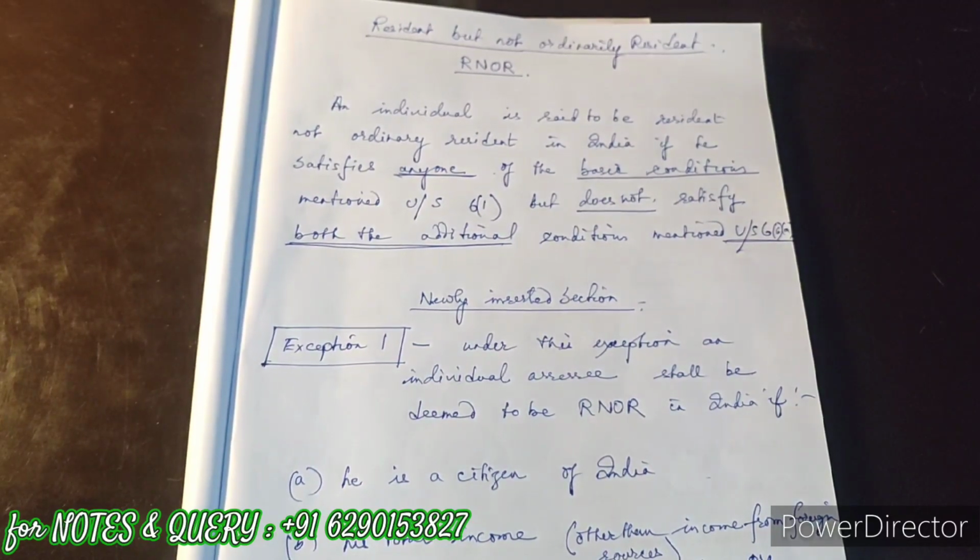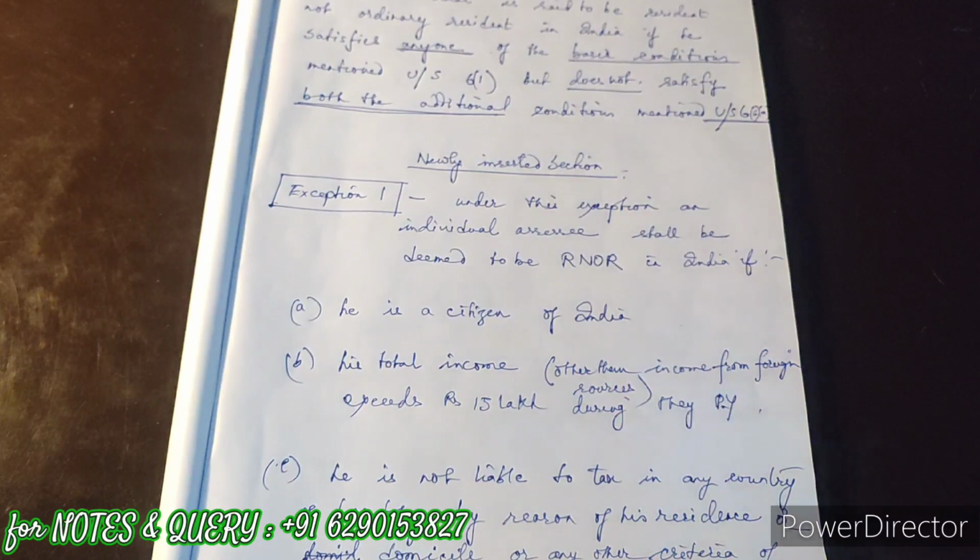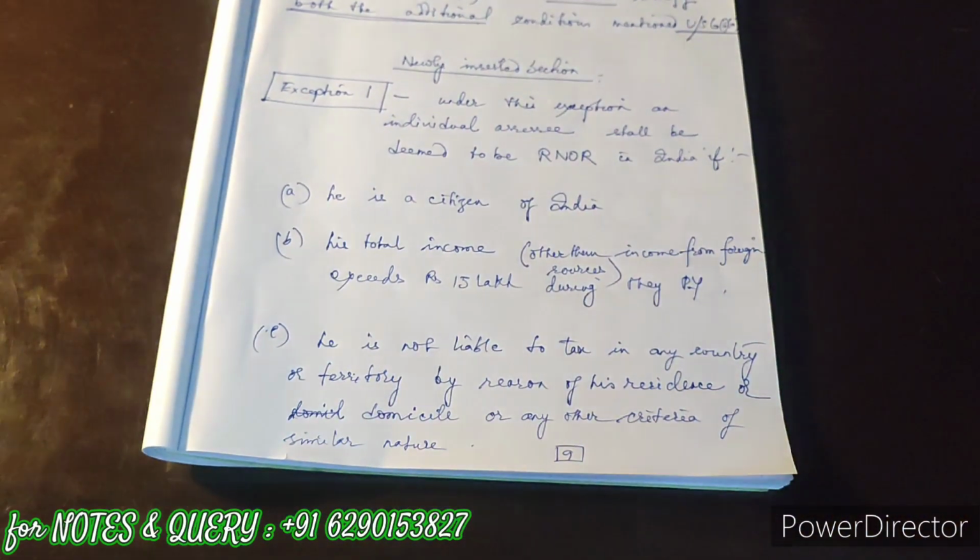Okay. Now there is an exception. This has been newly inserted. Exception number 1. Under this exception, an individual assessee shall be deemed to be RNOR in India if he is a citizen of India, his total income, other than the income from any foreign sources, exceeds rupees 15 lakhs during that previous year, and he is not liable to tax in any country or territory by reason of his residence or domicile or any other criteria of a similar nature.